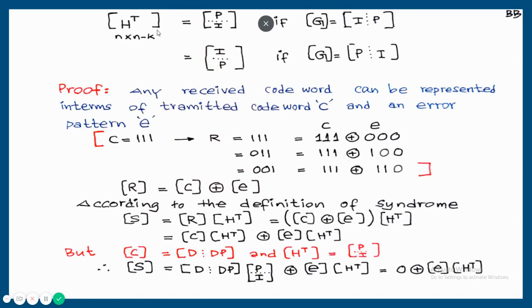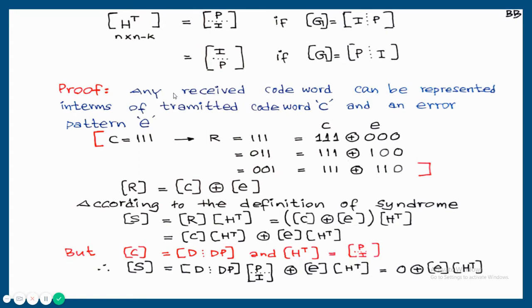H transpose can be directly written from generator matrix. H transpose is equal to PI if G is IP, or H transpose will be IP if G is equal to PI. So it is not necessary to generate H for writing H transpose. H transpose can be directly written from generator matrix. There are two formats for generator matrix. It may be IP or it may be PI. From this IP or PI, the corresponding H transpose can be determined.